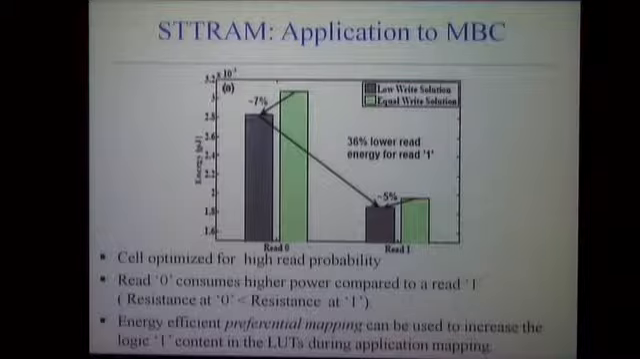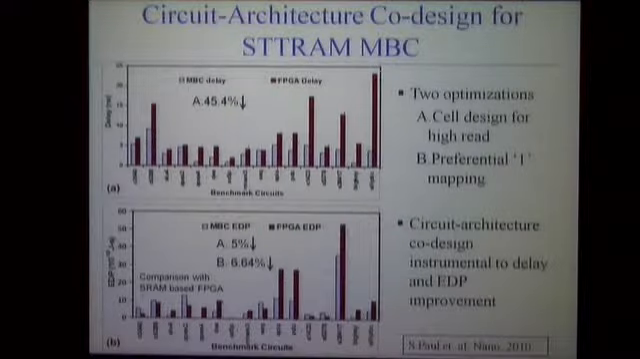The observation we make at this point is that a read 0 consumes higher power compared to a read 1, for obvious reasons, since the resistance states are different. So we perform what we call a preferential mapping, so as to increase the number of logic ones for this application, so that at the point of access we access ones more often rather than zeros, and thereby have some energy savings. This is a set of results that we presented at the Nano conference.